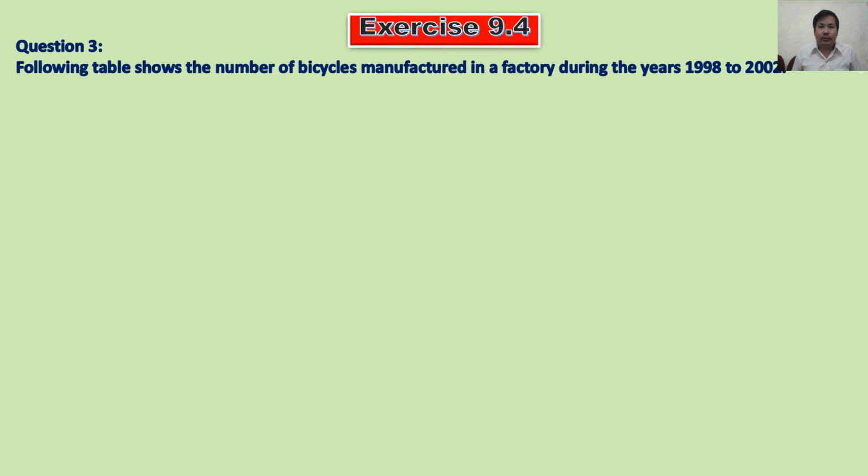The following table shows the number of bicycles manufactured in a factory during the year 1998 to 2002. Illustrate this data using a bar graph. Choose the scale of your choice.